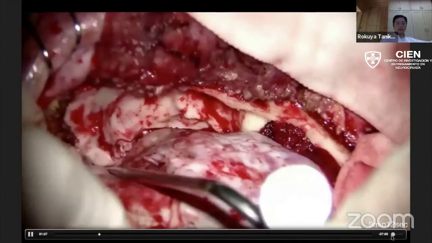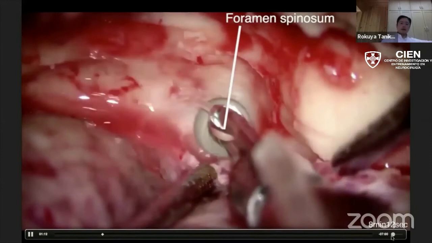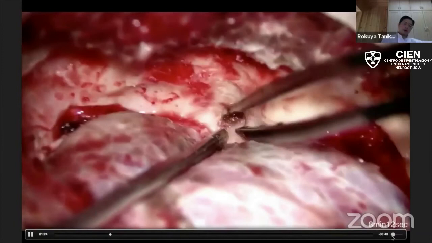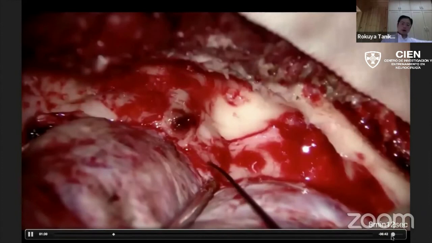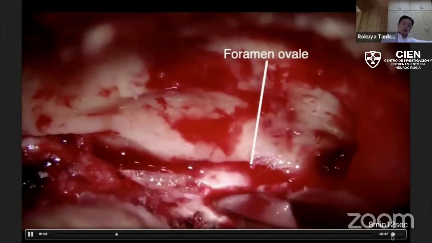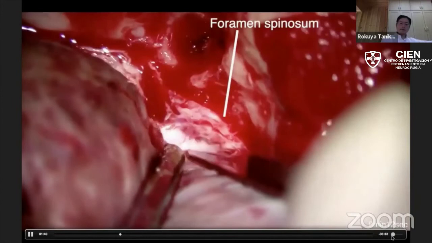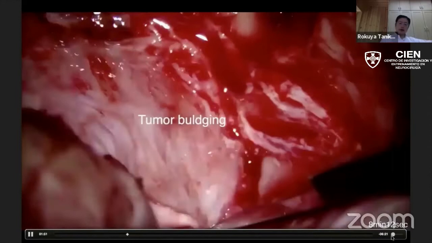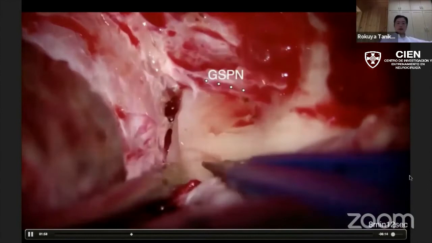And this is the flattening of the middle fossa. After cutting the middle meningeal artery, I am exposing the remaining middle meningeal artery in the foramen spinosum and coagulating it with packing Surgicel. And I am confirming the GSPN with the nerve stimulator, showing the patient's nerve reaction. And this is an incision on the foramen ovale. I am trying to expose the GSPN, and this is the Gasserian ganglion with a tumor bulging. Here is the GSPN. Here should be the geniculate ganglion.